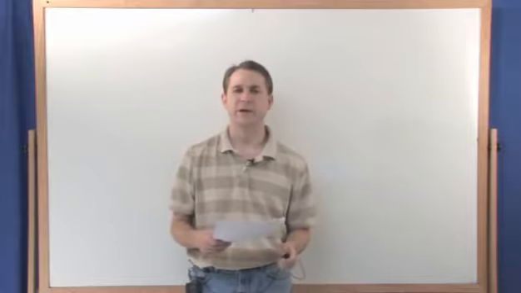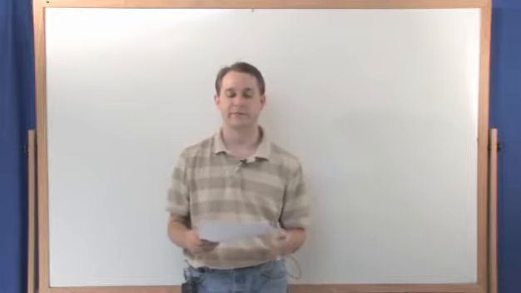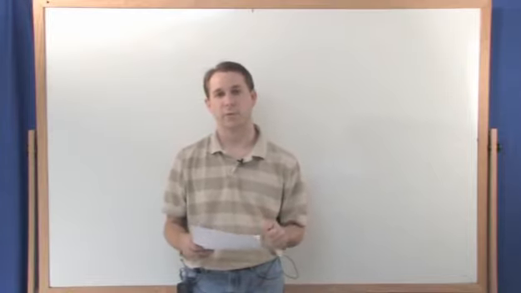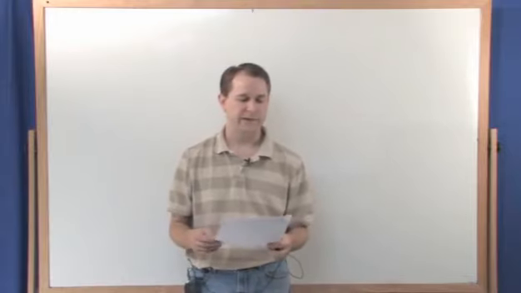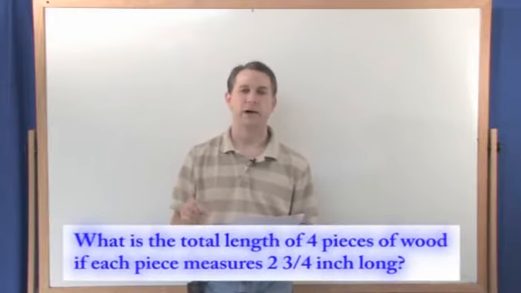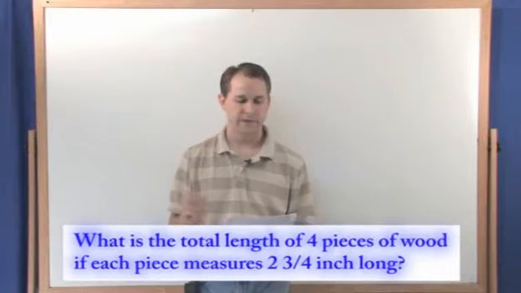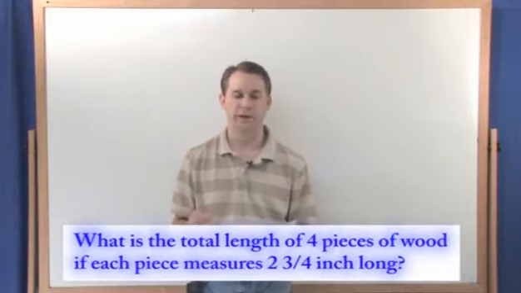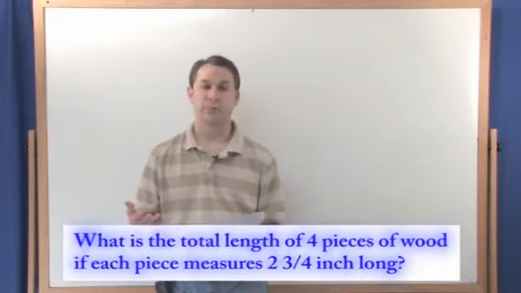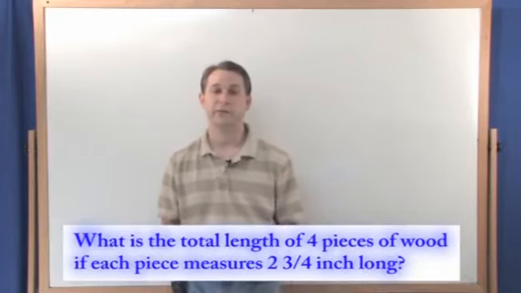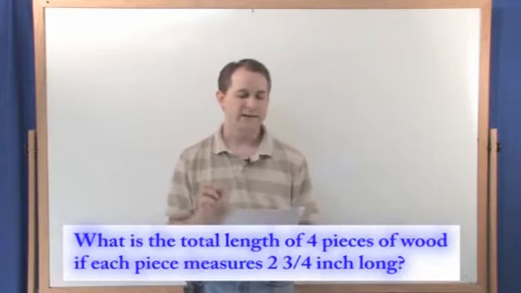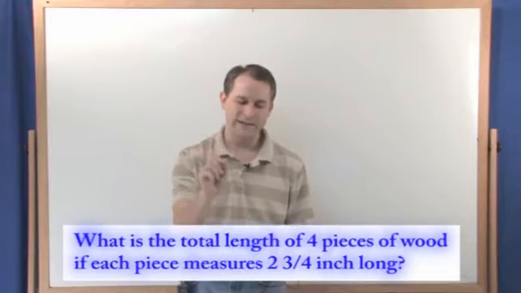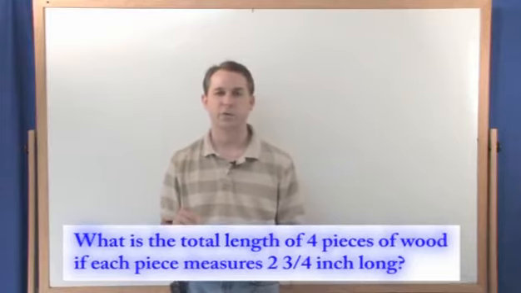Okay, I think the easiest way to do this is to go ahead and just work some example problems. We've got quite a few in this section because I really want to make sure you understand it, and so we're going to go through them step by step. So the first one says, what is the total length of 4 pieces of wood if each piece measures 2 3/4 inches long? Okay, so the first thing you need to do when you read a problem is read it more than once and make sure you truly understand what it's saying.